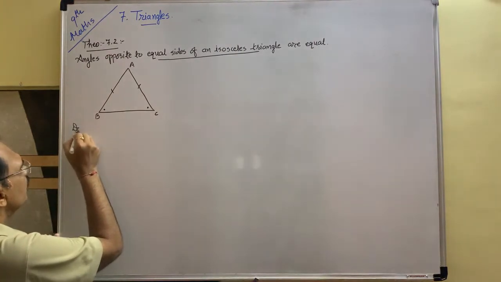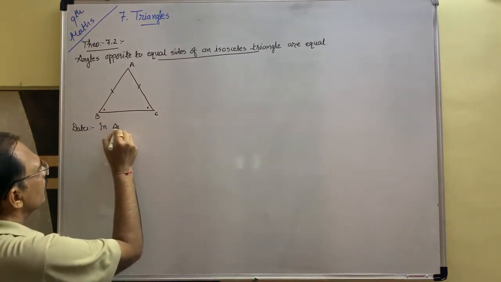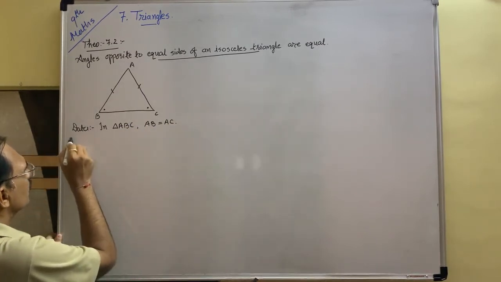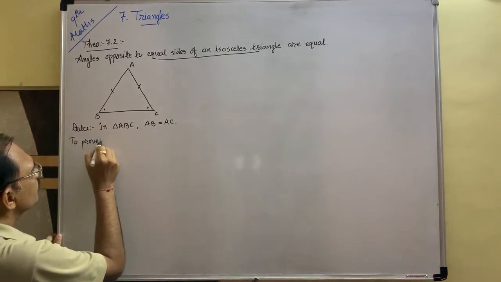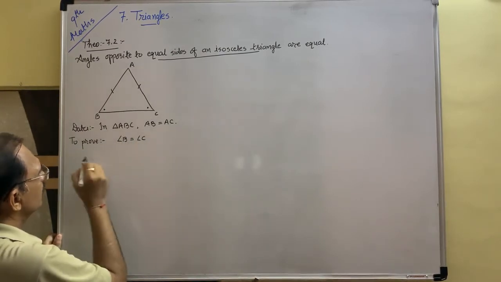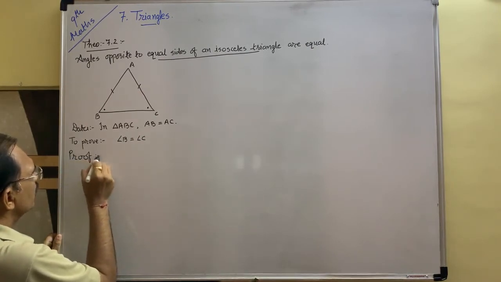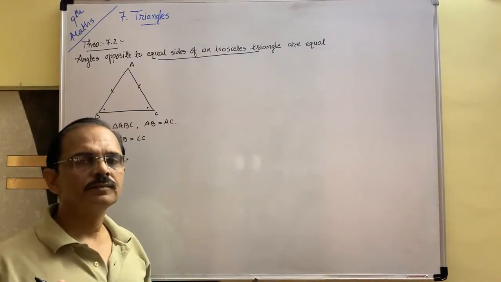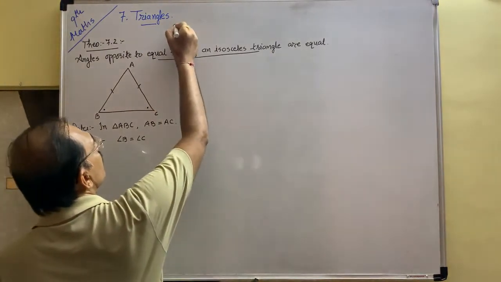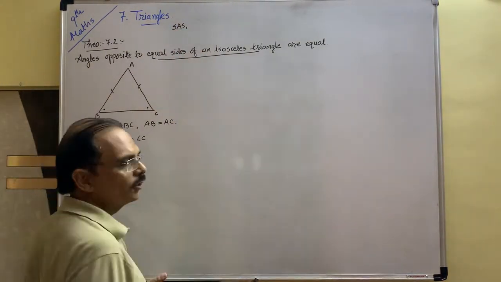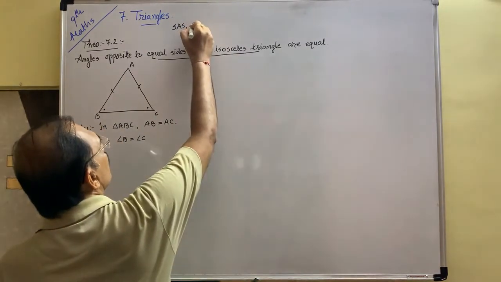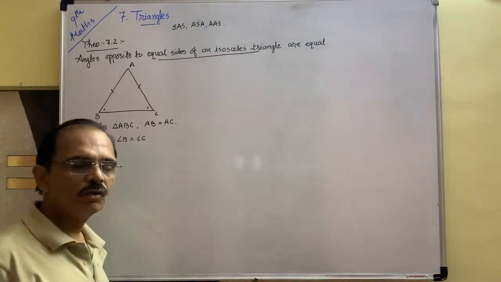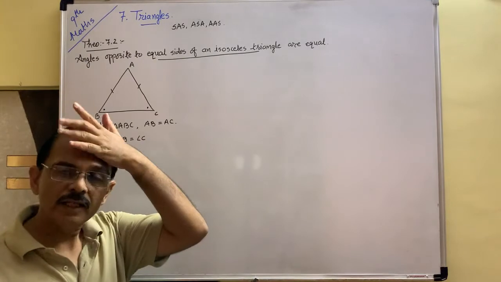So what is the data given? In triangle ABC, AB equals to AC. Two sides are given equal. To prove what? Angle B equal to angle C. Two opposite angles we are going to prove equal. Now what should we do? Here you know what? You have learned about SAS congruency rule or criteria. Then you have learned ASA and then you have learned AAS. Okay? Out of these three, we use any one.